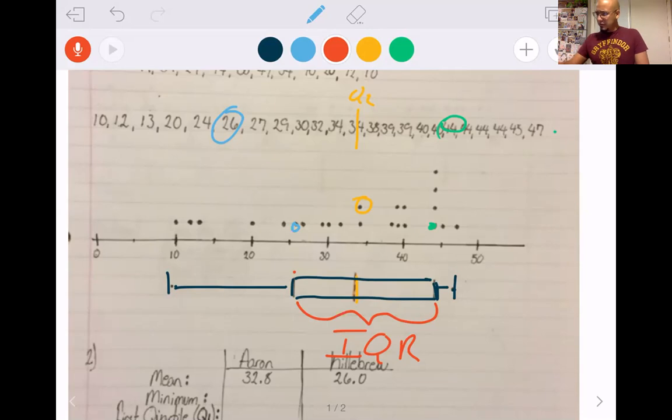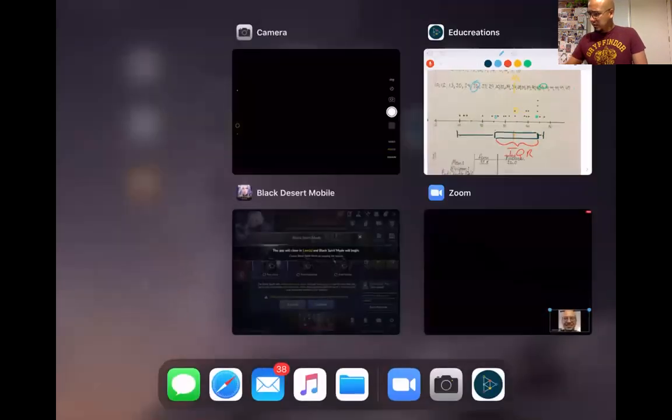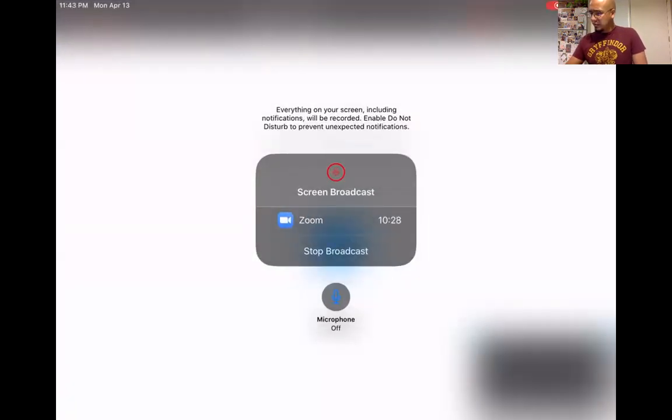Let me get out of this view really quick, just to change things up a little bit. Okay. So, let me see, why am I not coming out here? Huh. Okay, there we go, sorry about that.